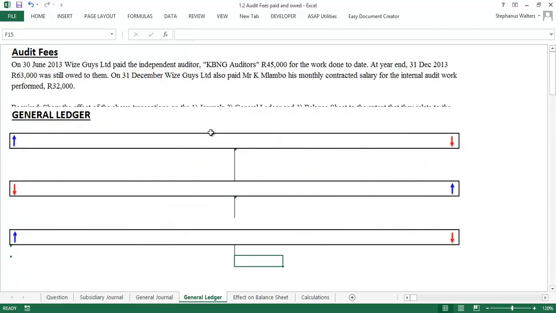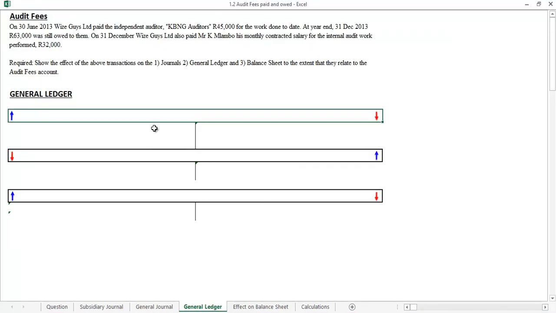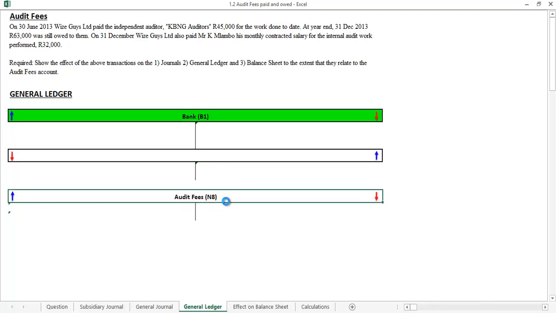If we go to our ledger account, the two accounts affected in my ledger are going to be my bank account, and secondly my audit fees. Right, that is account N8. We're going to assume that's the code for audit fees. This one is an asset, and this one is going to be an expense. Asset and expense, they both increase on the debit side and they both decrease on the credit side.